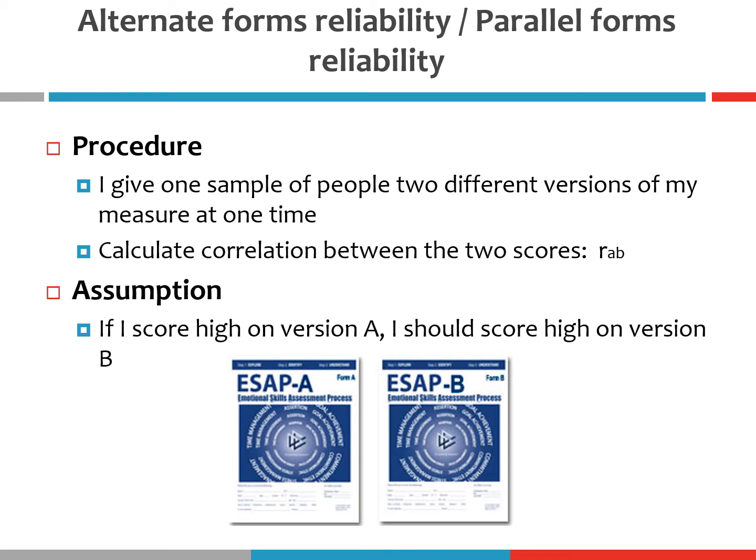And then we would calculate the correlation between their scores on version A and their scores on version B, right? And our fundamental assumption is that if our respondent scores high on version A, right? If version A is testing the same thing as version B, then they should also score high on version B.